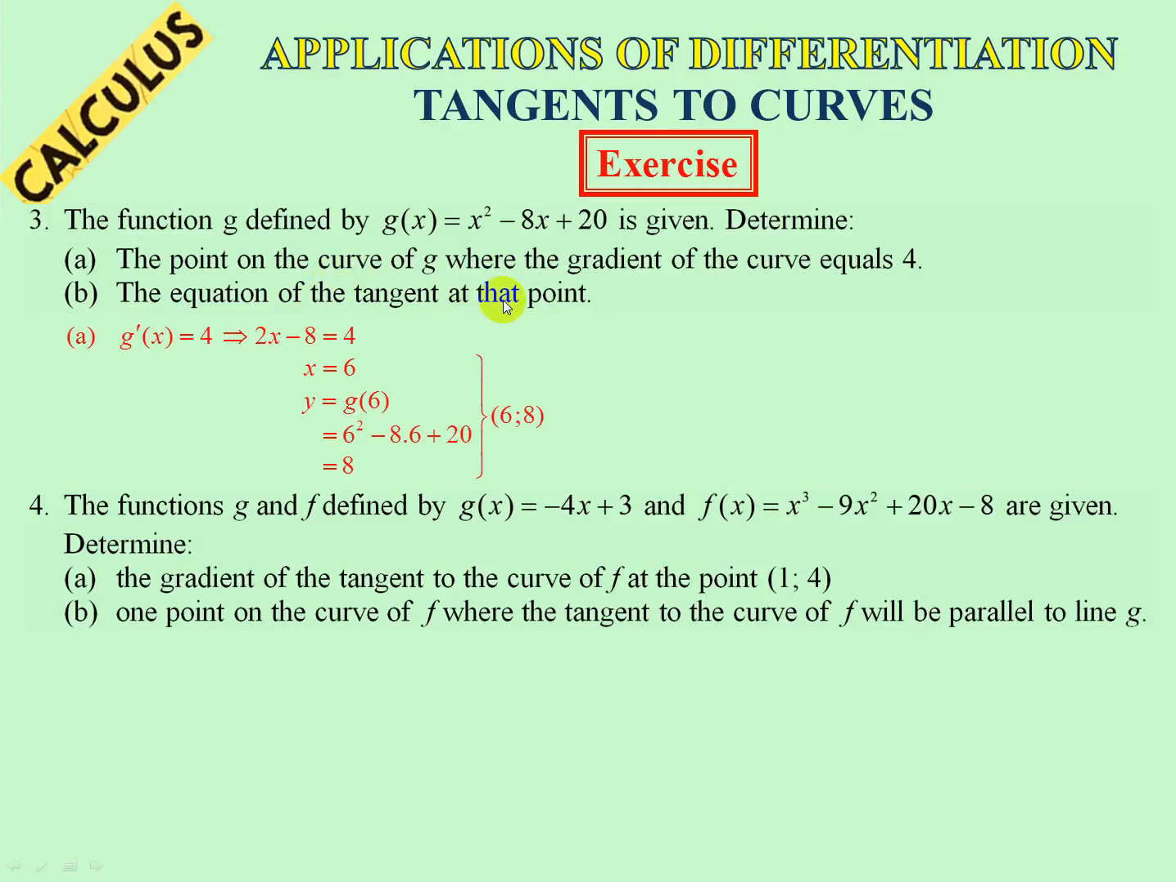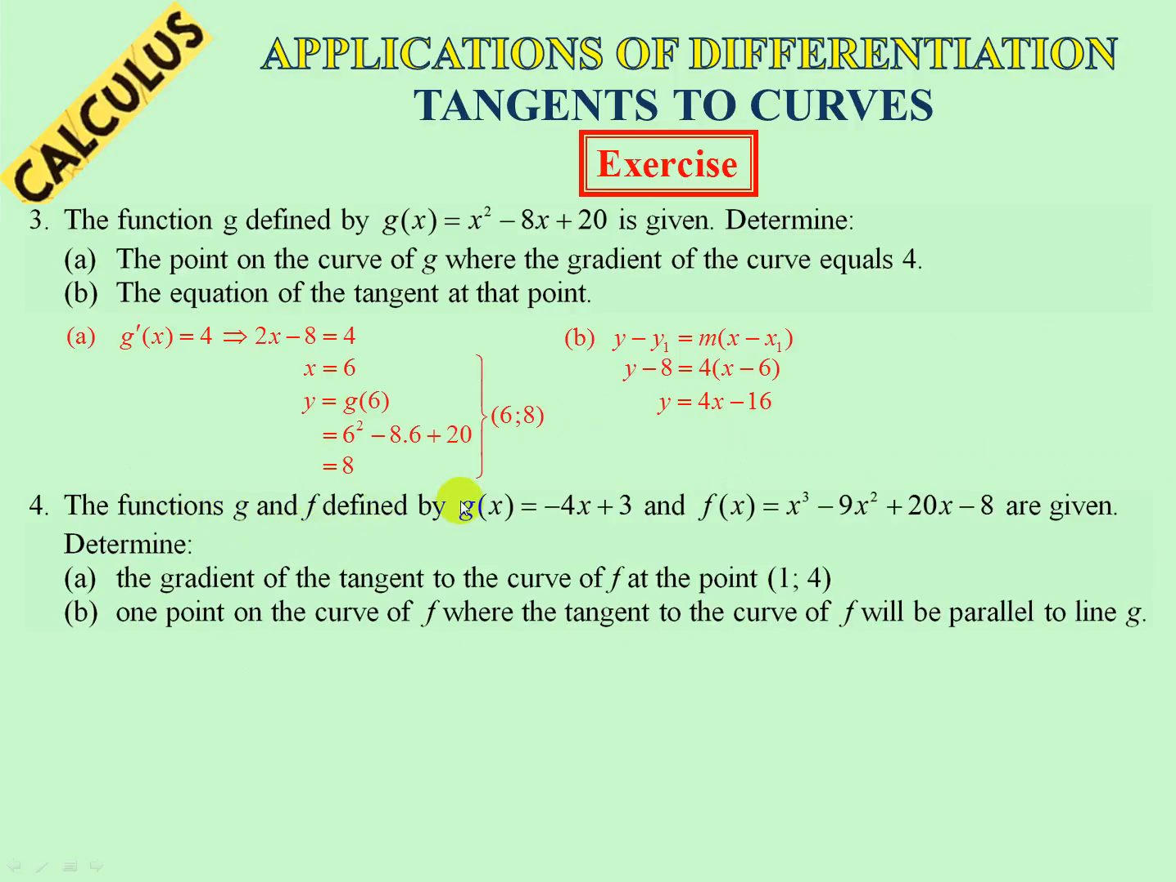3b. Find the equation of the tangent at that point. Well, we have the gradient and we have the point. So straight into our formula. y minus y1 equals m times x minus x1. And we have our equation.